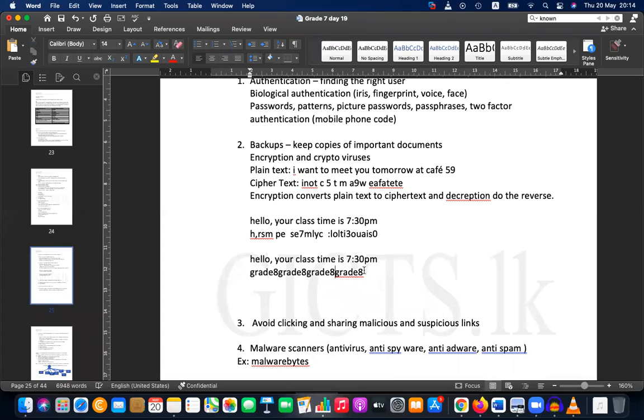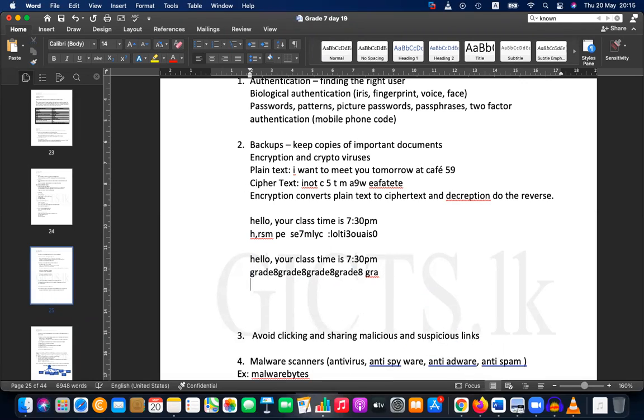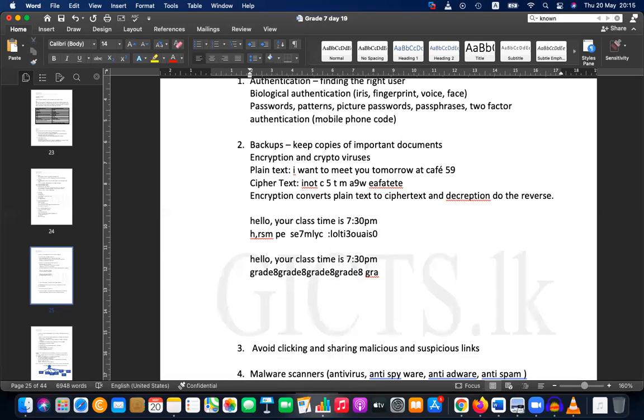Now I'm going to add the value of these two letters, G and H, using their positional values. H is A B C D E F G H, 8. G is A B C D E F G, 7. 7 plus 8 is 15. 15 is A, B, C, D, E, F, G, H, I, J, K, L, M, N, O. This is O. Now, is it easy to solve this?